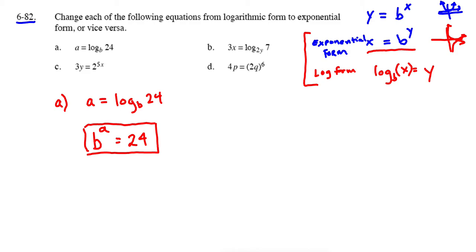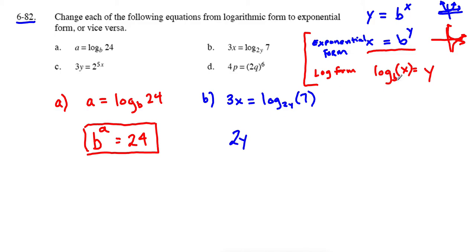Let's look at B now. Letter B, we have 3x is going to equal log base 2y of 7. Again, what form are we in? We're in log form because we have log written in there. So the next part of this, we're going to look at our base, identify what our base is, and our base here is going to be 2y. I'm going to go ahead and write down my 2y.